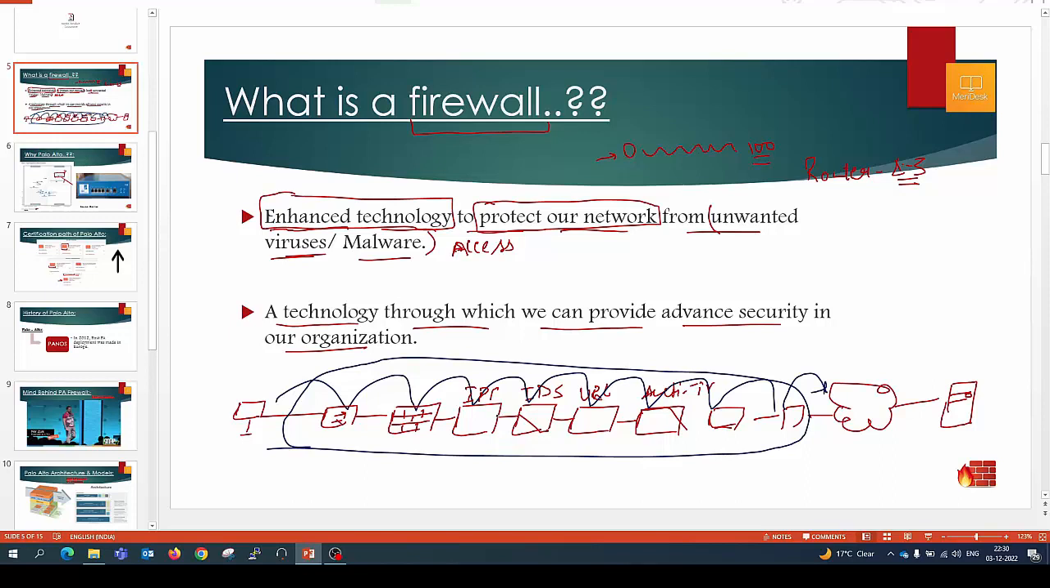And how beautifully Palo Alto has used these features, you will see in coming lectures. You will be amazed to see how beautifully they have designed their hardware so that it can do a lot of things simultaneously in one go, right?